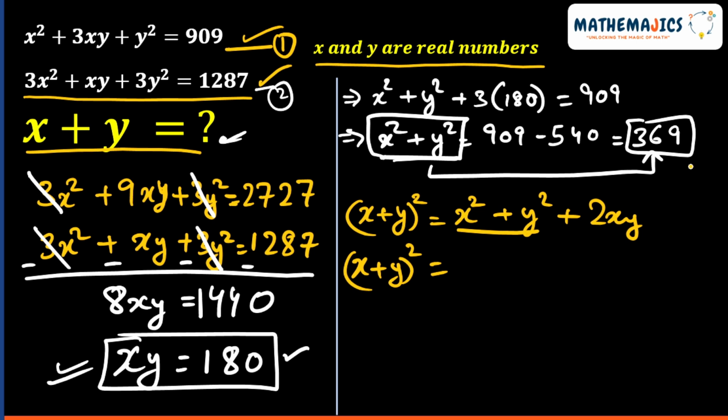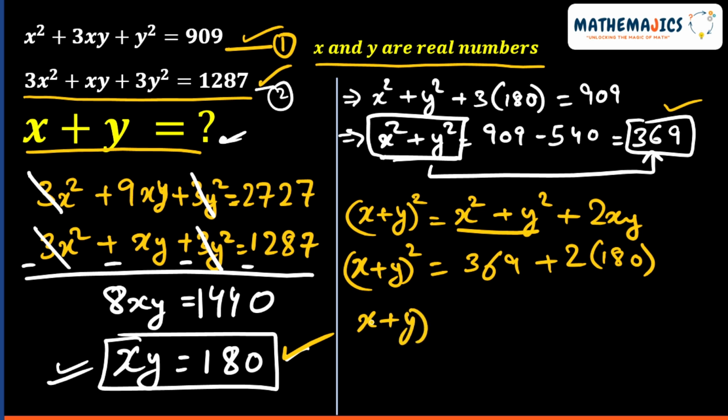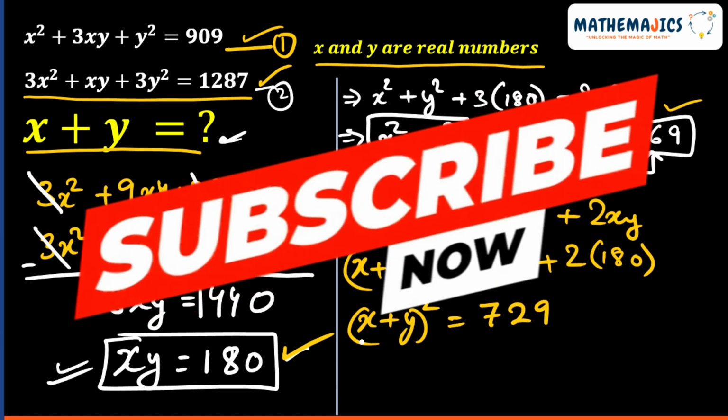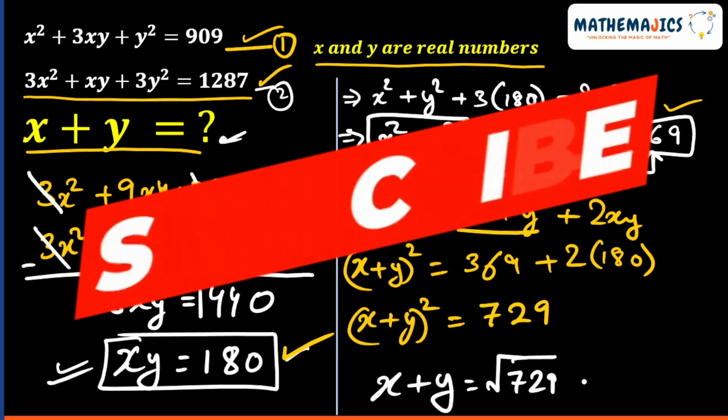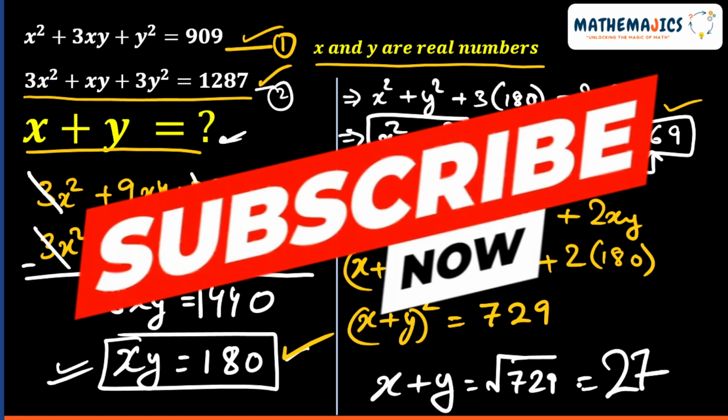So x plus y whole square is x square plus y square plus 2xy, right? What is the value of x square plus y square? That is 369. What is the value of xy? xy is 180. So let's write 180. So x plus y whole square will be 369 plus 360, which gives us 729. Okay. Now, what will be x plus y? x plus y will be the square root of 729, that is 27.